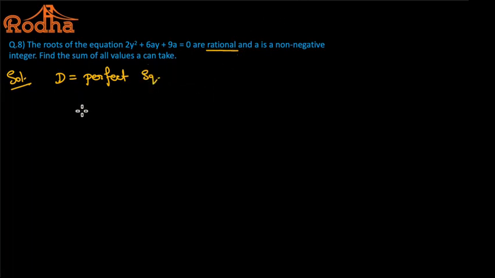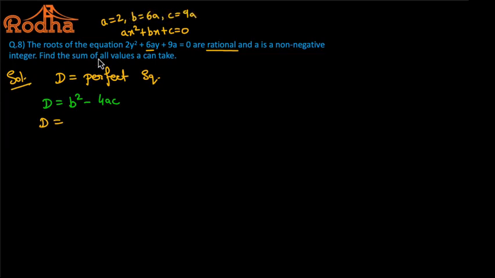So let's calculate d here. d will be equal to b square minus 4ac. If I compare this with the main equation ax square plus bx plus c equal to 0, in this equation in terms of y, a will be equal to 2, b will be equal to 6a, and c will be equal to 9a.